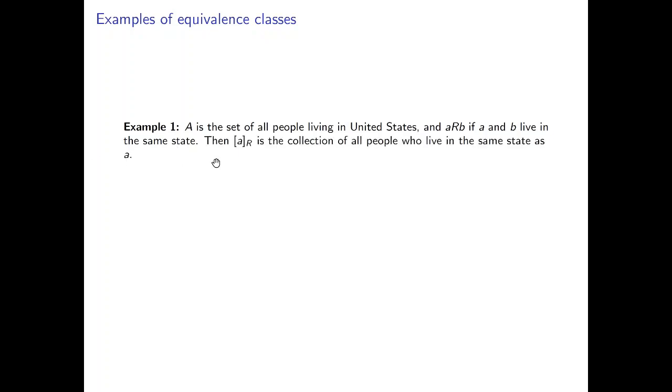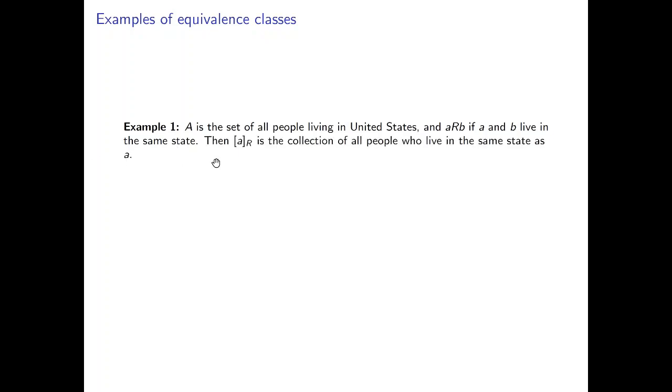What are some examples of equivalence classes? We'll be expanding on some of the examples from earlier in the lecture. In the first example, let's suppose I let A be the collection of all people living in the United States, and we'll use the relation from before where we say that person a and person b are equivalent if they live in the same state.